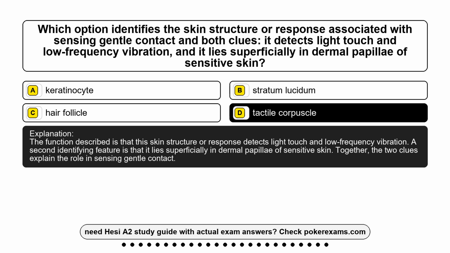The function described is that this skin structure or response detects light touch and low-frequency vibration. A second identifying feature is that it lies superficially in dermal papillae of sensitive skin. Together, the two clues explain the role in sensing gentle contact.